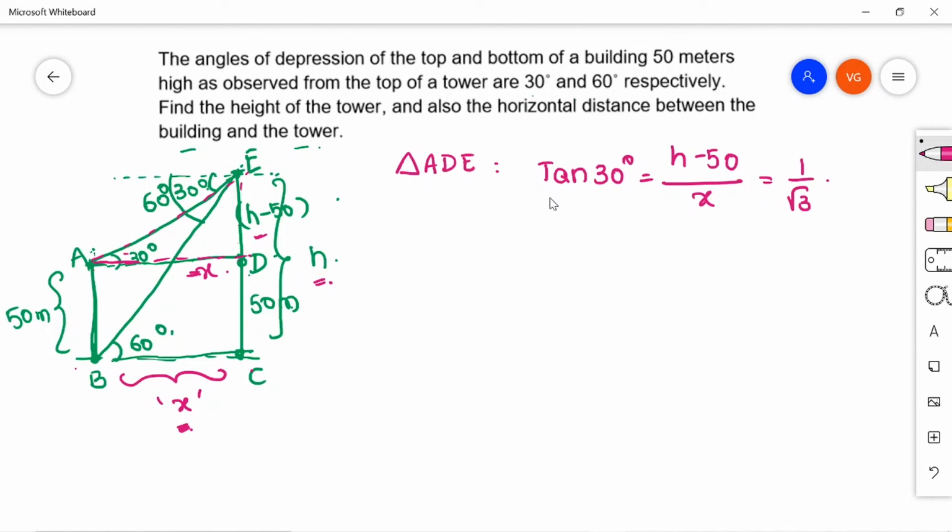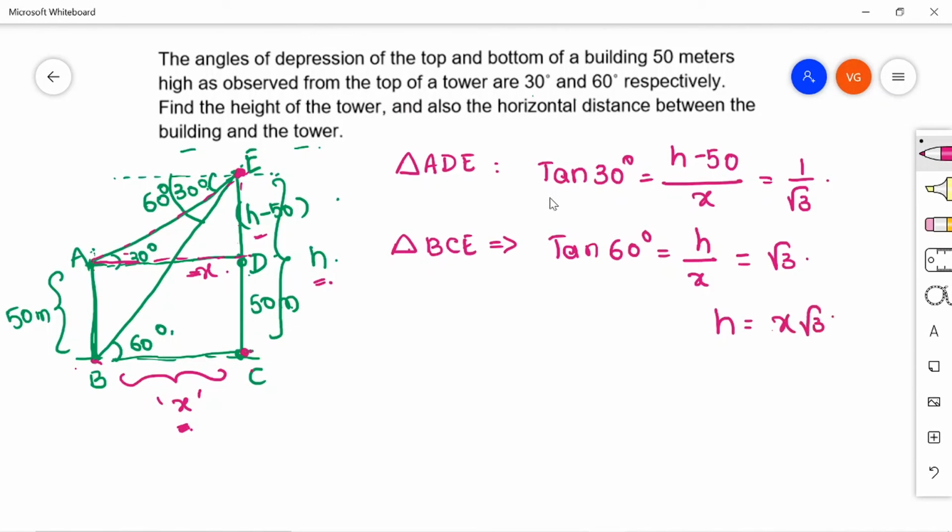Now from this triangle, consider BCE, you can write for tan 60. So tan 60 degrees is opposite by adjacent again. So that is EC divided by BC. So h by x. This is equal to root 3 here. From here I can write h is equal to x root 3.